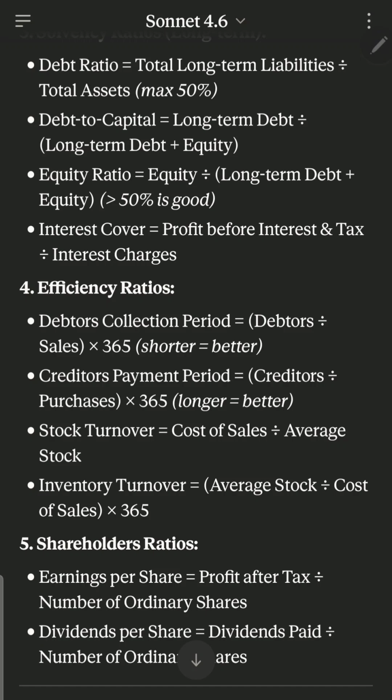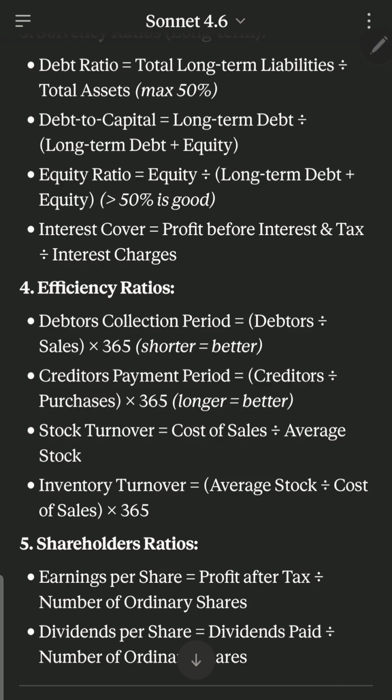Then the other one is stock turnover, which is simply cost of sales divided by average stock. How many times do you buy and sell your stock? So if in total I've sold stock of 80 M and I always have stock of 10 M, that means I've bought and sold stock 8 times with that 10 M.